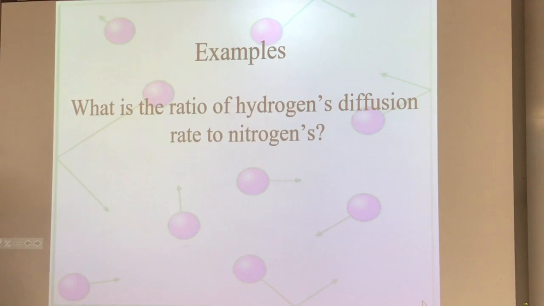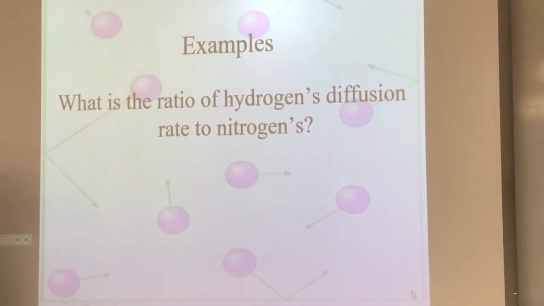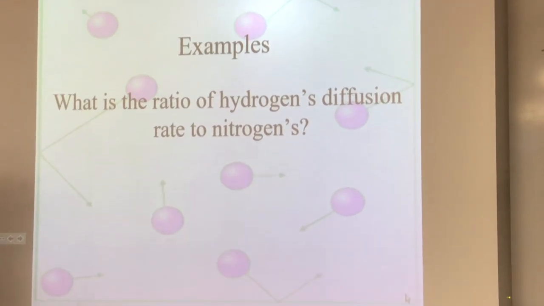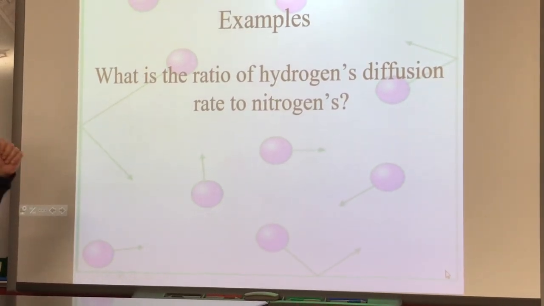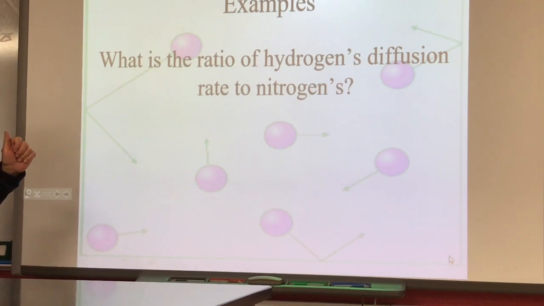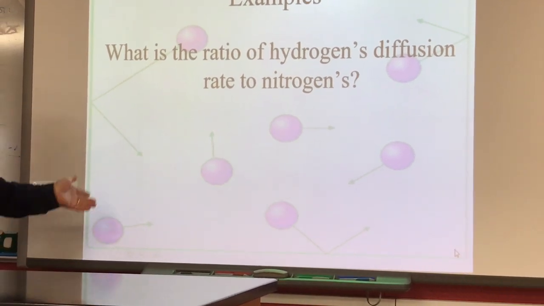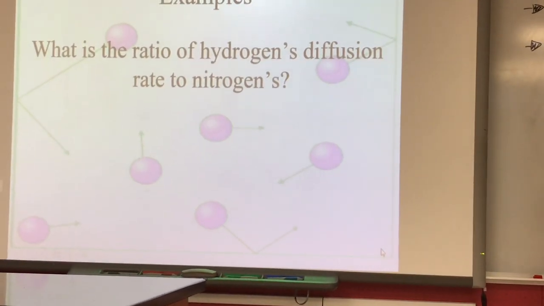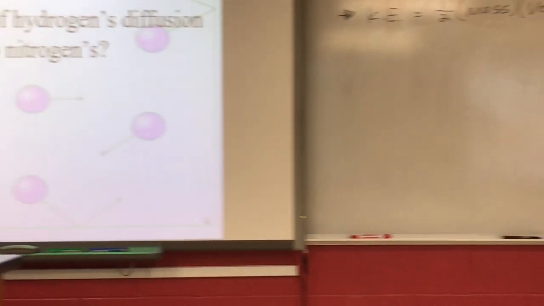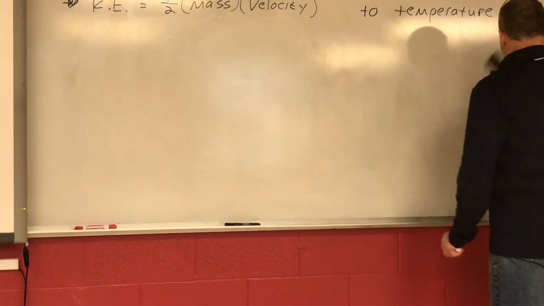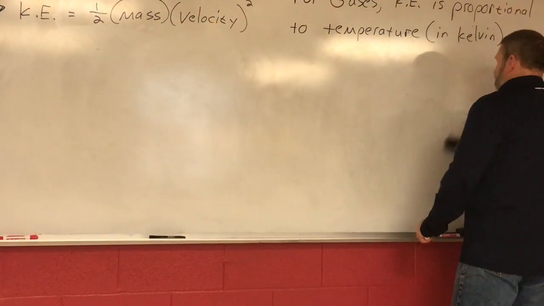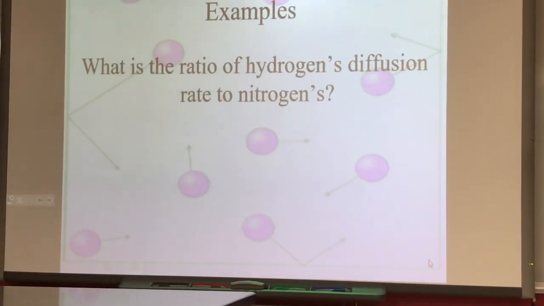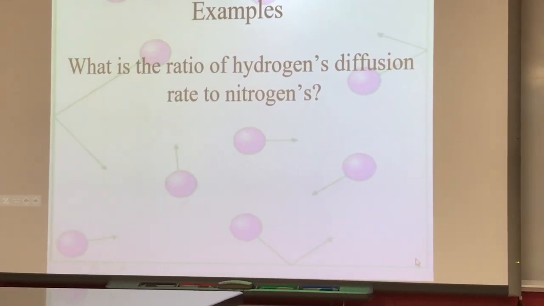Okay, now the question is, what is the ratio of hydrogen's diffusion rate to nitrogen's? So, a similar process. The difference, though, is we're just looking for the ratio of how their velocities compare. We're not going to get actual velocity values, but we'll have a comparison between the two. Have you already decided which gas is going to be moving faster? I think it's related to the molar mass. Is that right? I believe you're right, Mr. Moore.